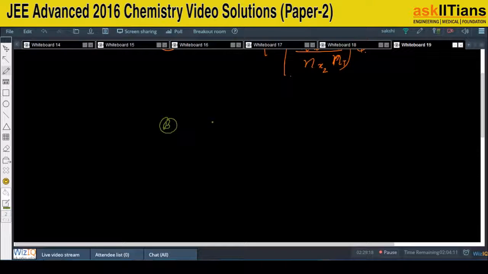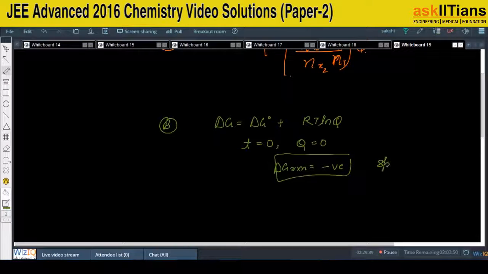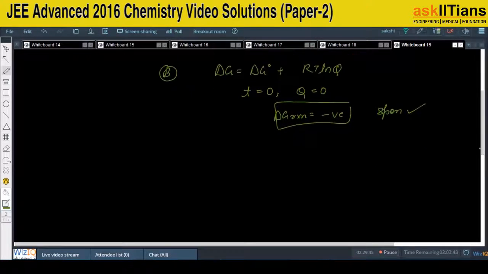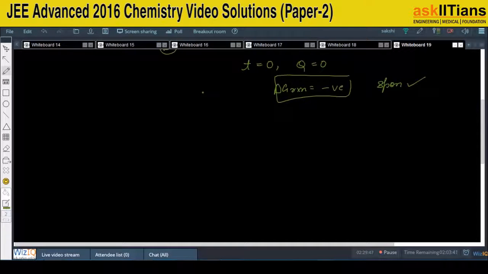for option B, it says that at the start of the reaction, the dissociation of gaseous X2 takes place spontaneously. Let's see. At the start of the reaction, delta G is equal to delta G naught plus RT ln Q. Now when time t is equal to 0, Q will also be 0. So delta G of the reaction will be a negative value, and hence the reaction will be spontaneous. And hence option B is also a correct statement. You were to figure out the incorrect option, so neither A nor B is the answer.